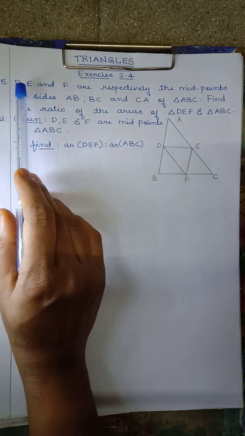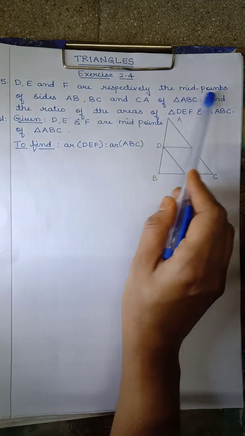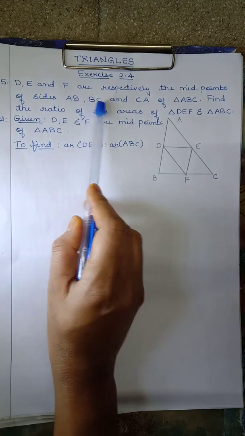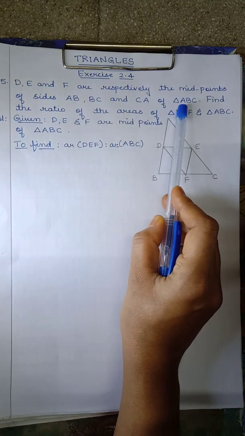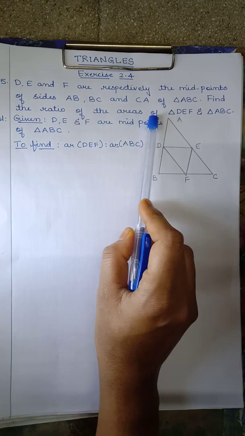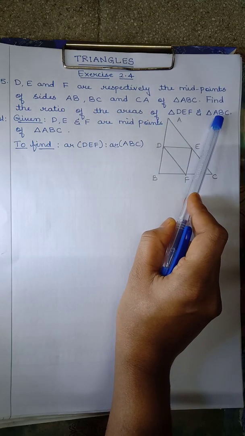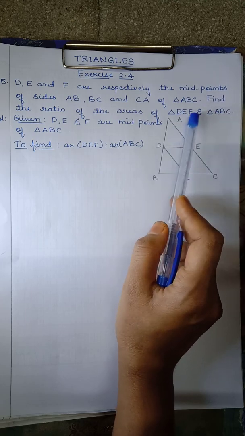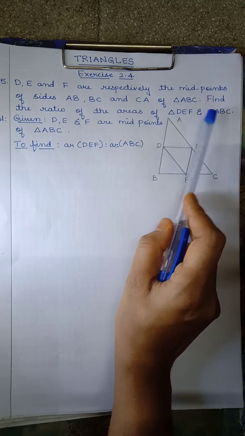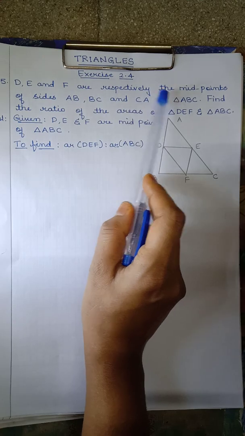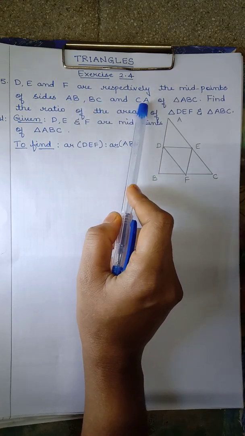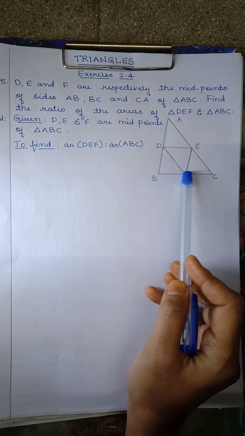So today we will solve exercise 2.4, fifth question. The fifth question is: D, E and F are respectively the midpoints of sides AB, BC and CA of triangle ABC. Find the ratio of the areas of triangle DEF and triangle ABC. You have to draw these two triangles DEF and ABC in such a way that D, E, F are midpoints of sides AB, BC and CA. Firstly, I have drawn a triangle ABC.